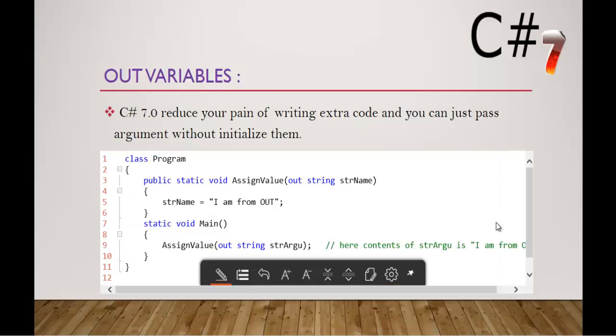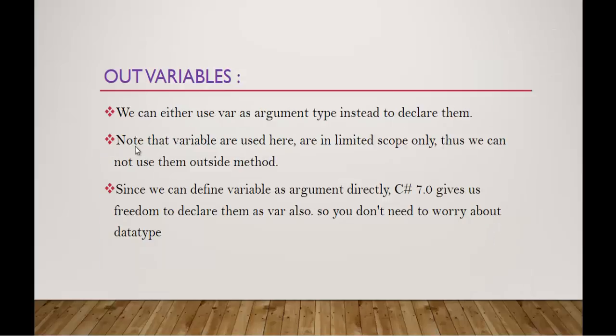So let me jump back to the presentation. We can either use var as the argument type instead to declare them. Note that the variables used here are in limited scope only, thus we cannot use them outside the method. Since we can define variables as arguments directly, C# version 7 gives us freedom to declare them as var also. So we don't need to worry about the data type. At runtime it checks that.